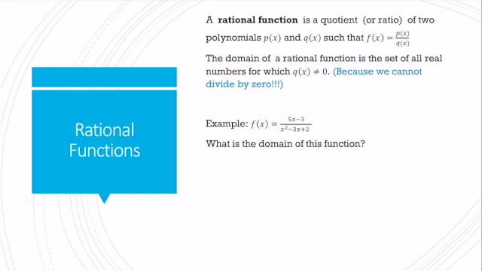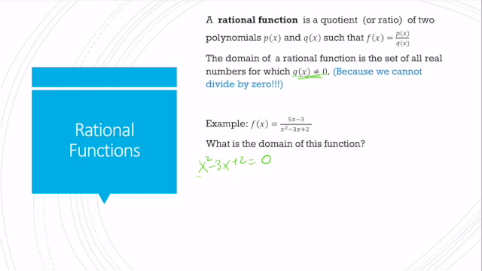The domain for a rational function is the set of all real numbers for which my denominator doesn't equal 0, because remember, we cannot divide by 0. So I need to define what the domain is of this function. So I'm going to take x squared minus 3x plus 2 equals 0.